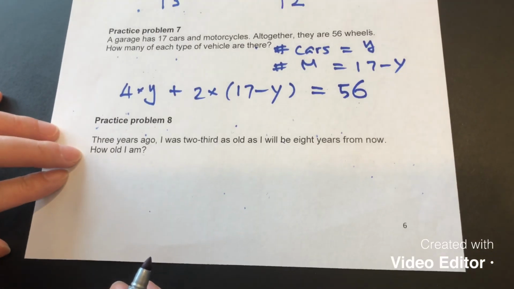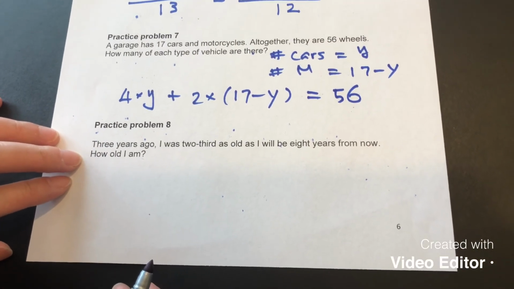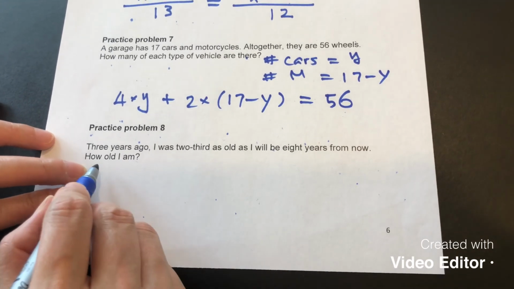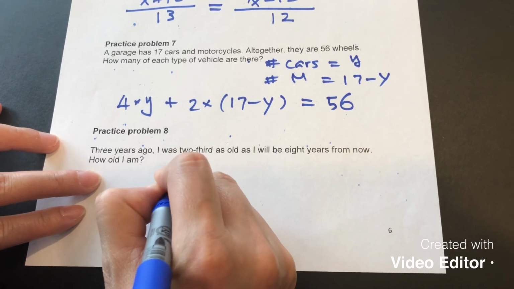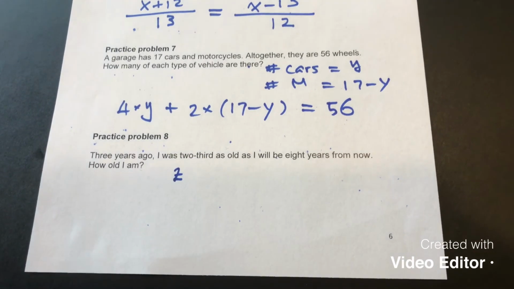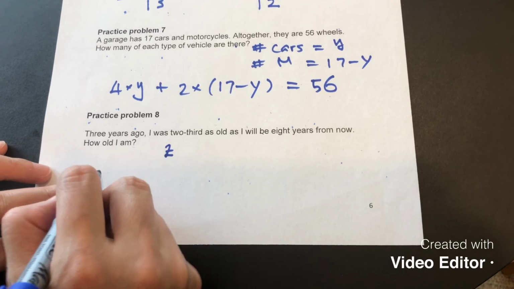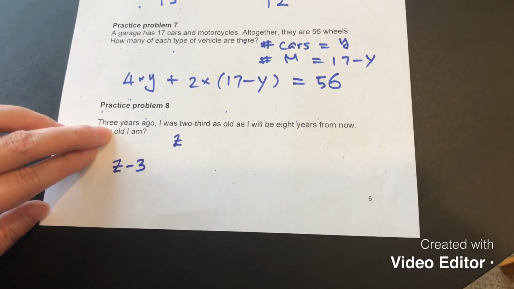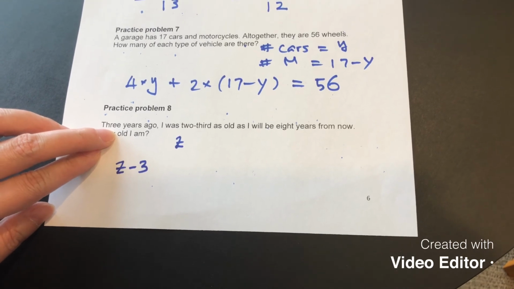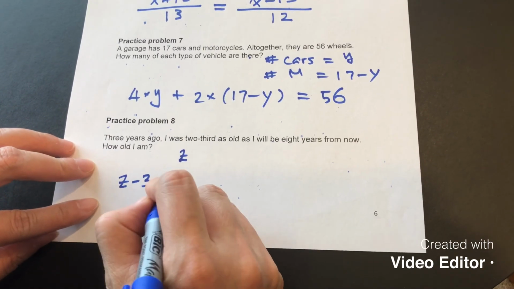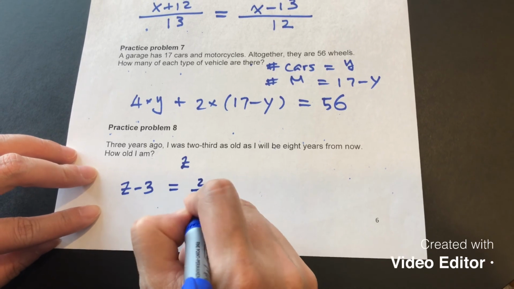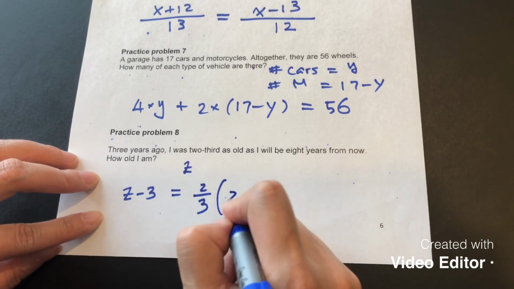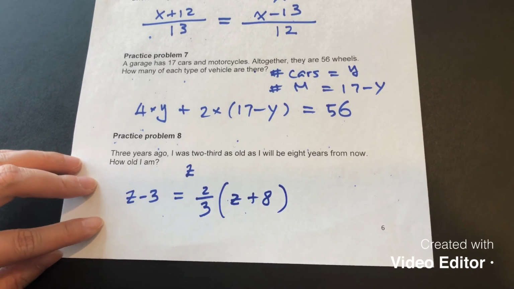Problem 8. 3 years ago, I was 2/3 as old as I will be 8 years from now. How old am I right now? See, I'm z years old. 3 years ago, z minus 3. I was 2/3 as old as I will be 8 years from now.